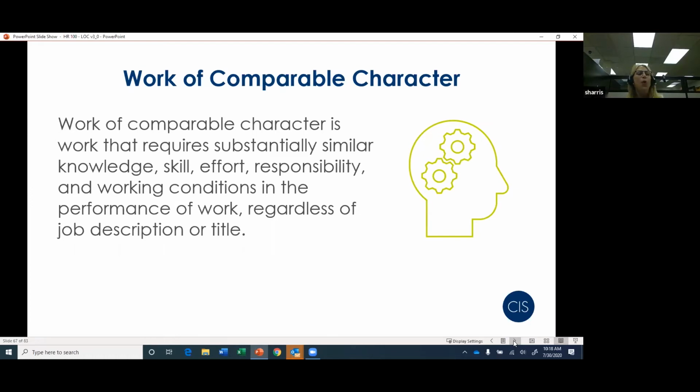Now, when we're looking at the Oregon Pay Equity, we do want to look at positions that we have. And we want to look at not just job titles, we want to look at the substance of the job. So we want to look for positions of what we call comparable character. We're going to take a look at the knowledge, skill, effort, responsibility of the job. We're going to look at the working conditions, all right? We're going to compare similar jobs based on some of these characters, not just the title of the job.